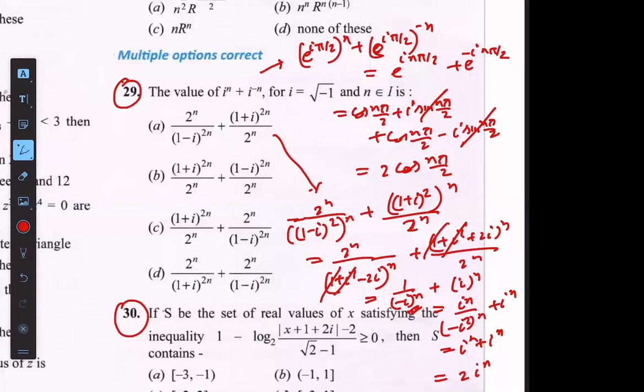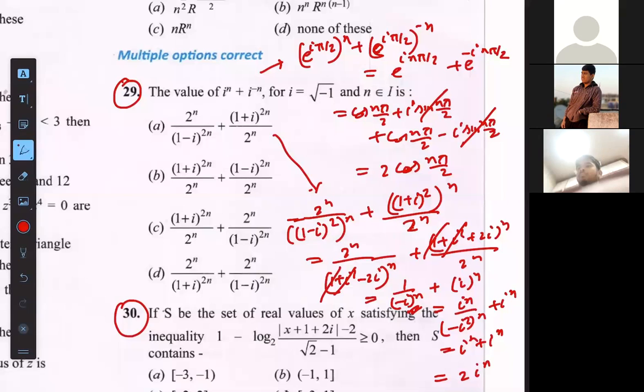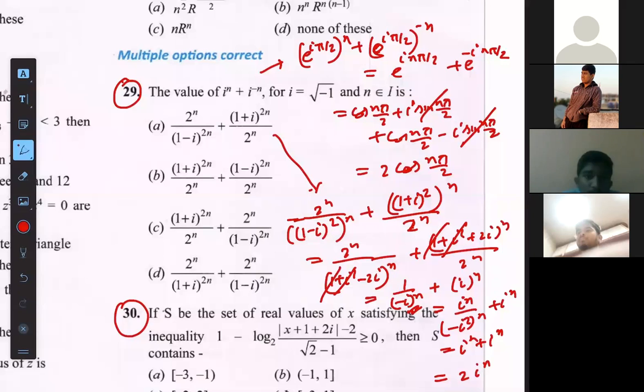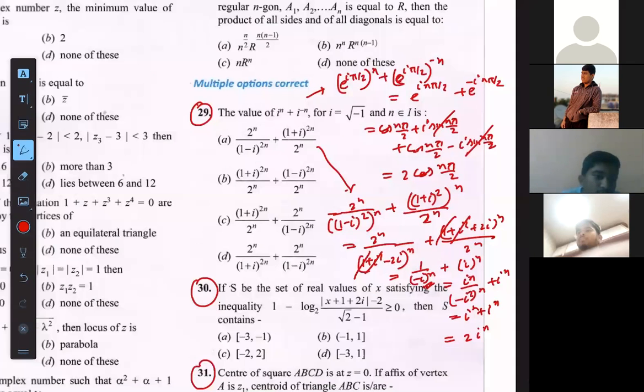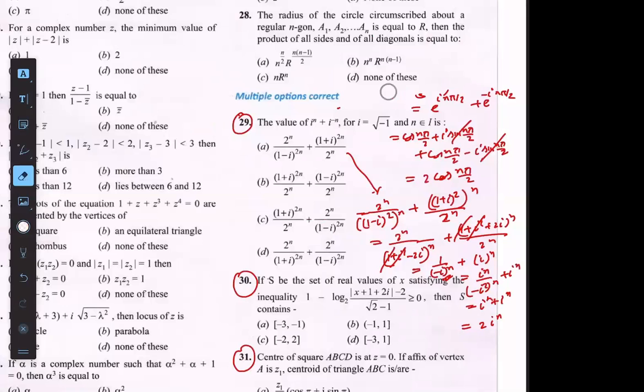ये आ रहा है बी ऑप्शन में, एग्जैक्टली सिमिलर वे से आपको सॉल्व करना पड़ेगा। बी ऑप्शन बताऊं, कैसे सॉल्व करना है?